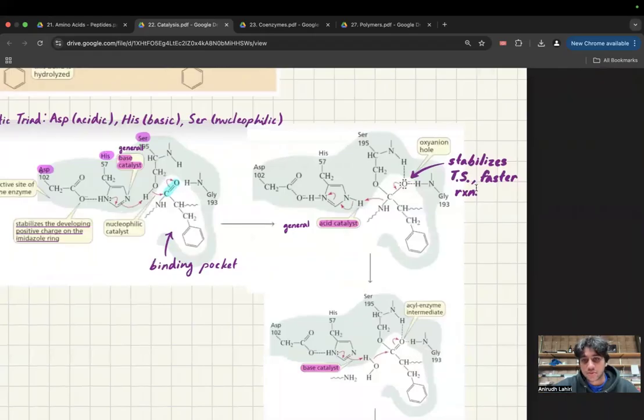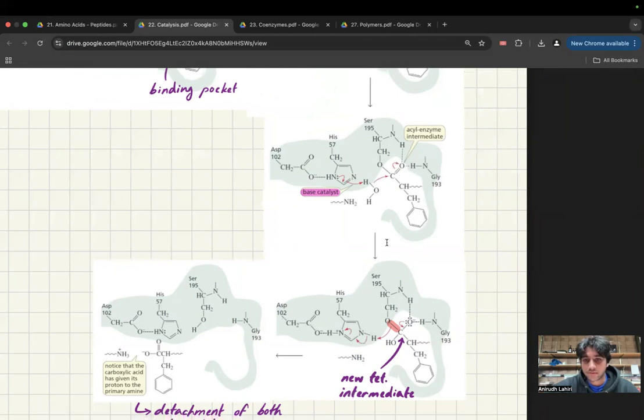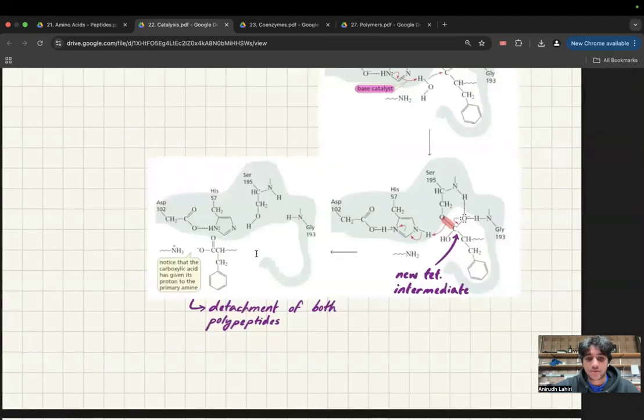General acid catalysis will stabilize the reaction because it stabilizes the transition state. We have something called the oxyanion hole, and basically a negative charge on an oxygen will be more stable with hydrogens around it. Base catalysis comes down, grabs a proton, the nucleophile comes here, kicks up. A new tetrahedral intermediate is formed, and then we detach from the polypeptide with this collapse.